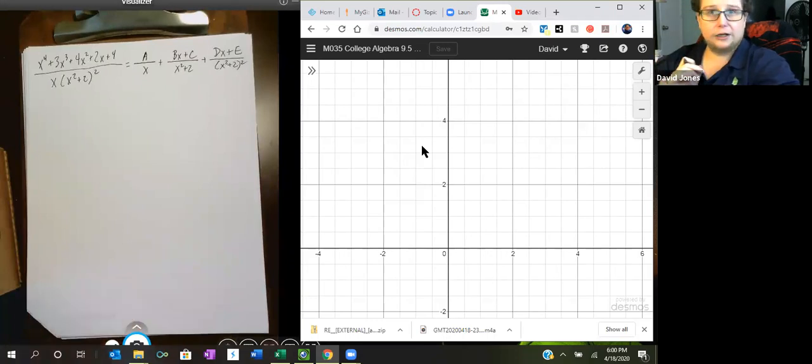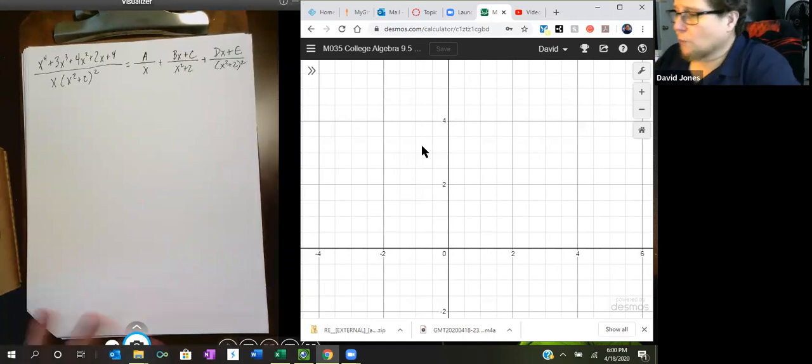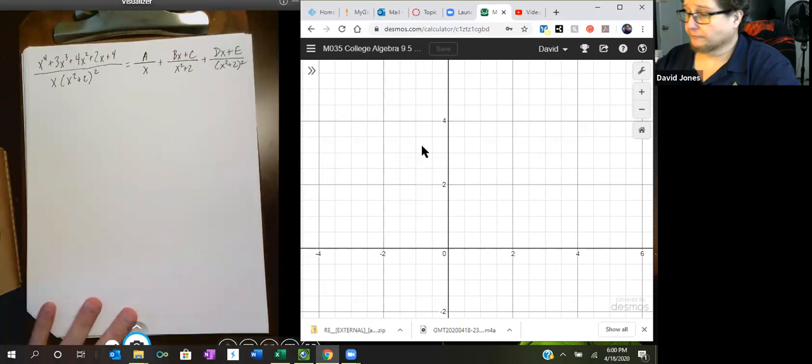Go ahead and try to work that out. Pause it. This will take you a good 10, 15 minutes to do, at least, because you don't want to rush it. I'm going to assume you paused it and did so.